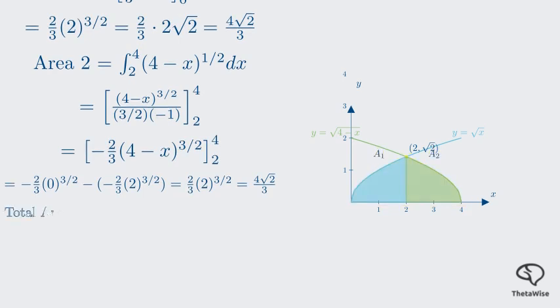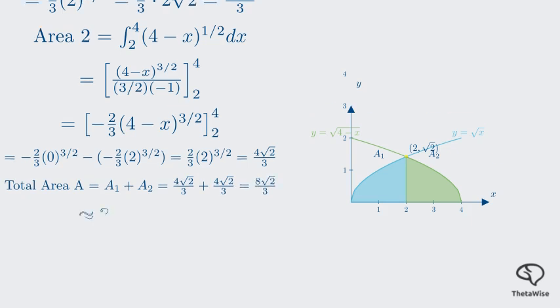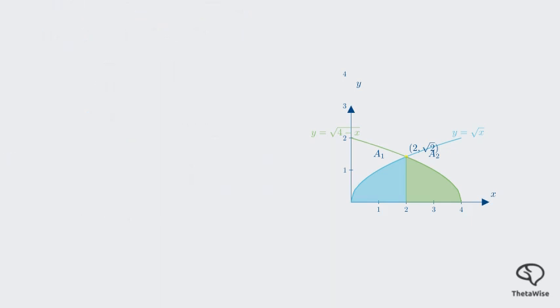The total area is 4 root 2 over 3 plus 4 root 2 over 3, which equals 8 root 2 over 3. This is approximately 3.771 square units. Now let's compare this to the document's solution. Their answer is 1.562. There's a big difference.